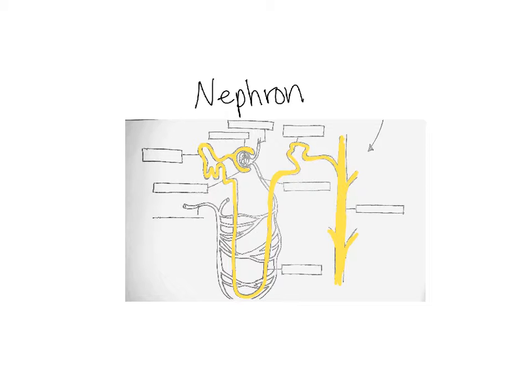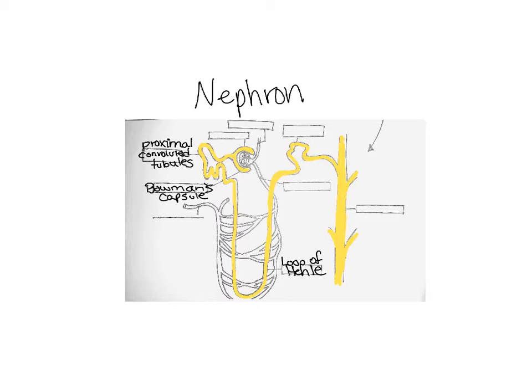We're going to start up here with the Bowman's capsule. The Bowman's capsule is what wraps around the blood vessel. Now, proximal is referring to something that is close, like close proximity. So all of this right here is going to be called the proximal convoluted tubules.